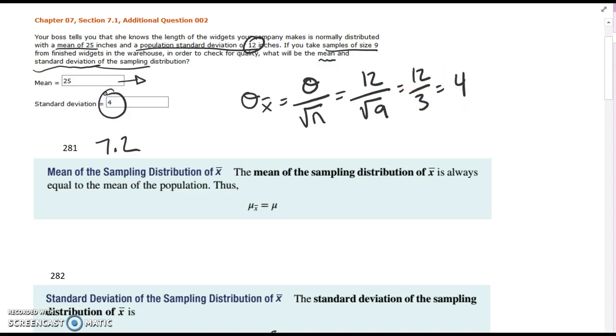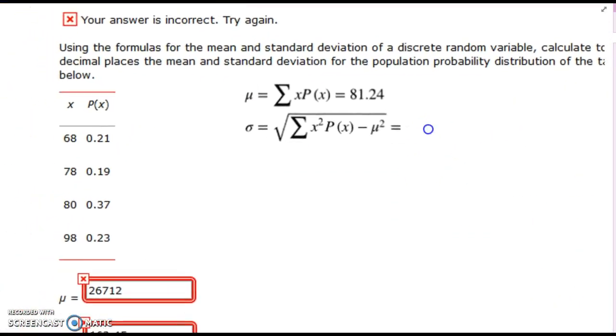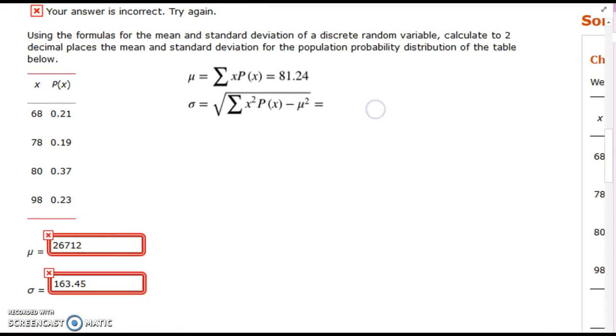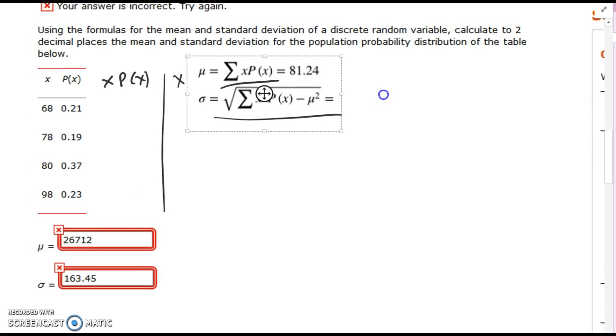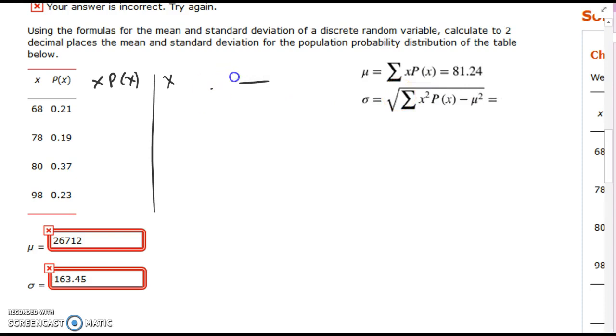the standard deviation there. Number 5, so using the formulas for the mean and standard deviation of a discrete random variable, so this is given the formulas, you might want to put these in Excel or make it a column and calculate. Right? I can move this over a little bit. And actually calculate x squared times p of x.